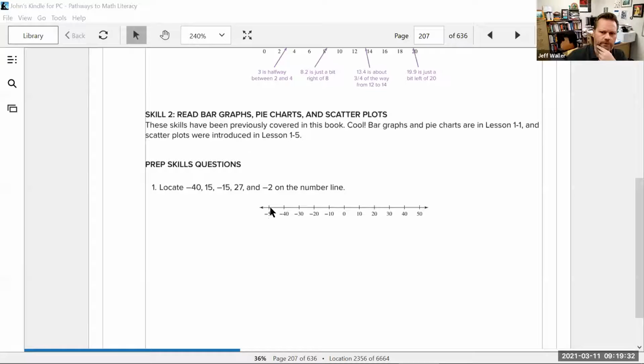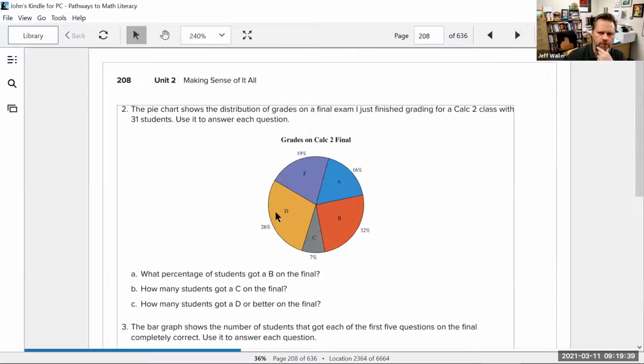The next section, let's get a preview of it and look at the prep skills leading into it. There's going to be some graphing apparently. You have to locate stuff on a number line. Oh boy, pie charts are back. Pie charts are back in town.